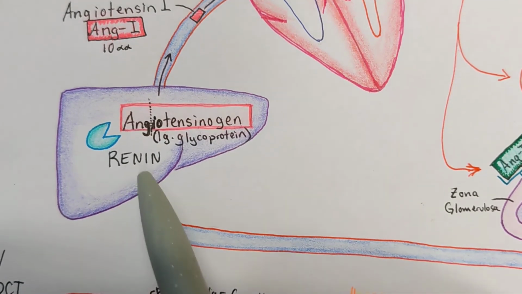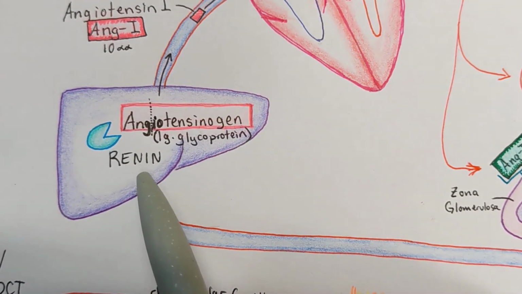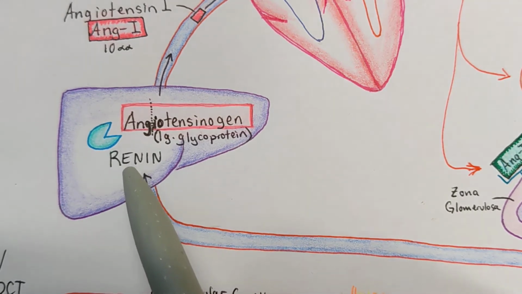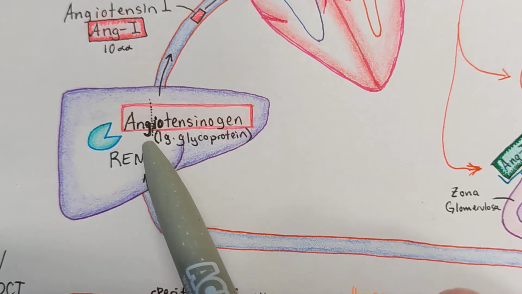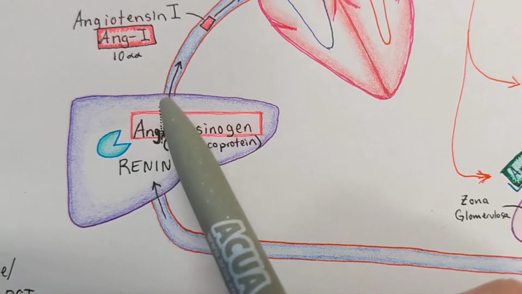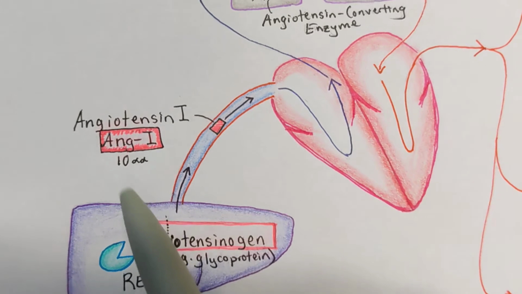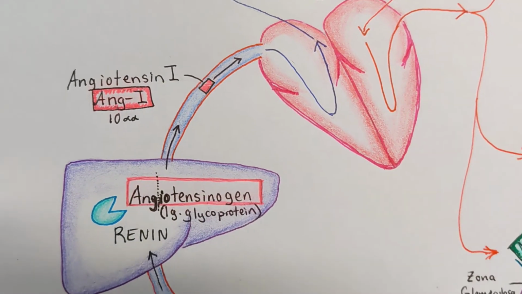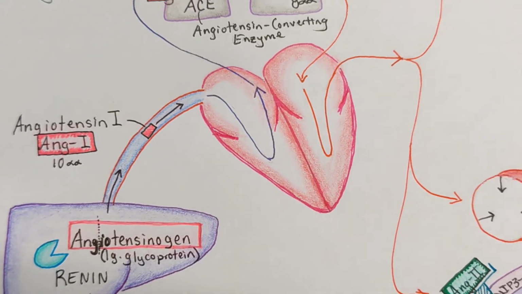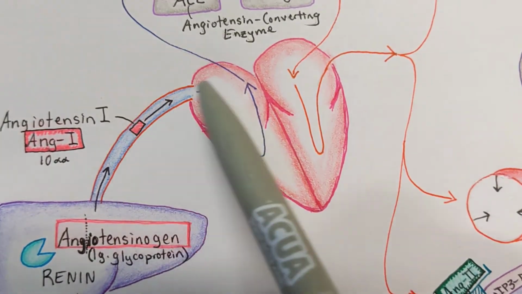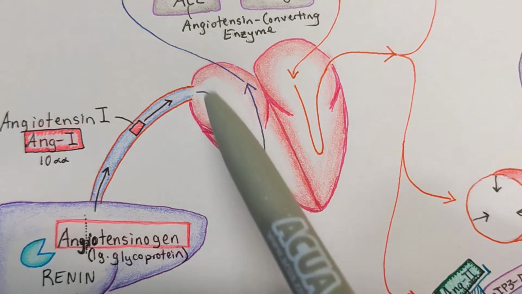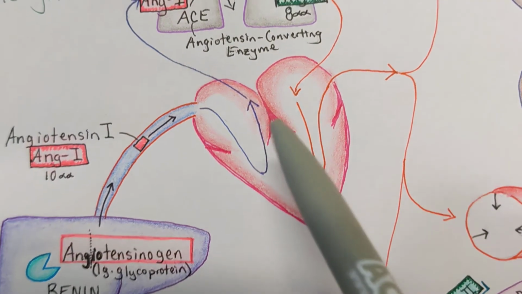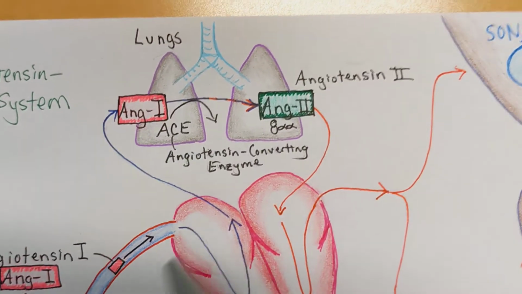So again, renin is released in response to low blood pressure under a variety of different ways of detecting that low blood pressure. Renin encounters angiotensinogen in the blood, cleaves off 10 amino acids, therefore producing the peptide angiotensin I, or Ang1. Ultimately, this blood returns to the heart via a vena cava, pumped through the right atrium, right ventricle, and out into the pulmonary circulation.